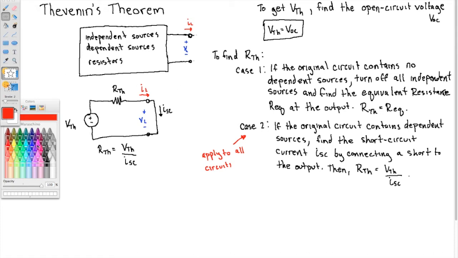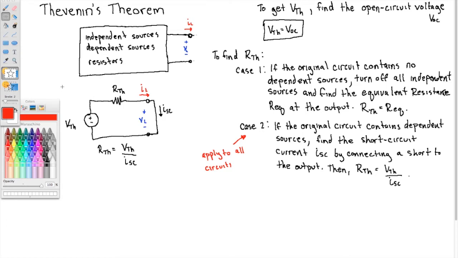And finally, a little note here, I just want to say that it's possible to get a negative Thevenin resistance. If you do that, then that means the circuit in the box is actually supplying power to the output. So that's possible if you have dependent sources.